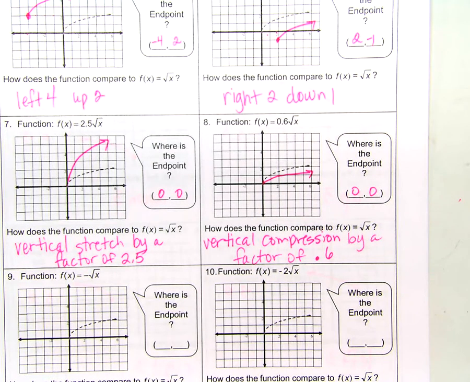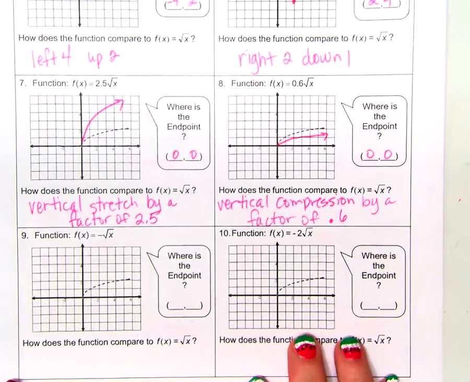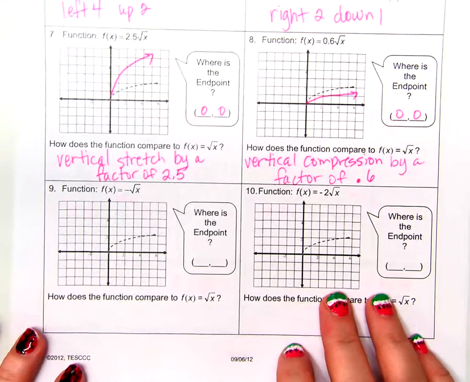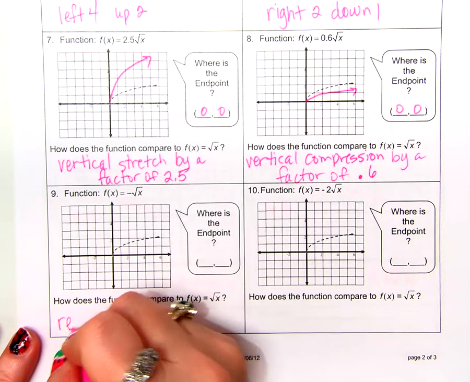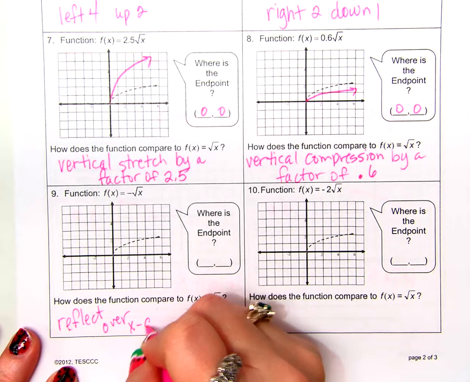Ish. If you want the exact graph, you know what you can do, right? Put it in your calculator. If you want exact points, look at your table, things like that. Or you could put the values in for x and get the values out for y. Okay? All right, what about 9? Reflect over x-axis.